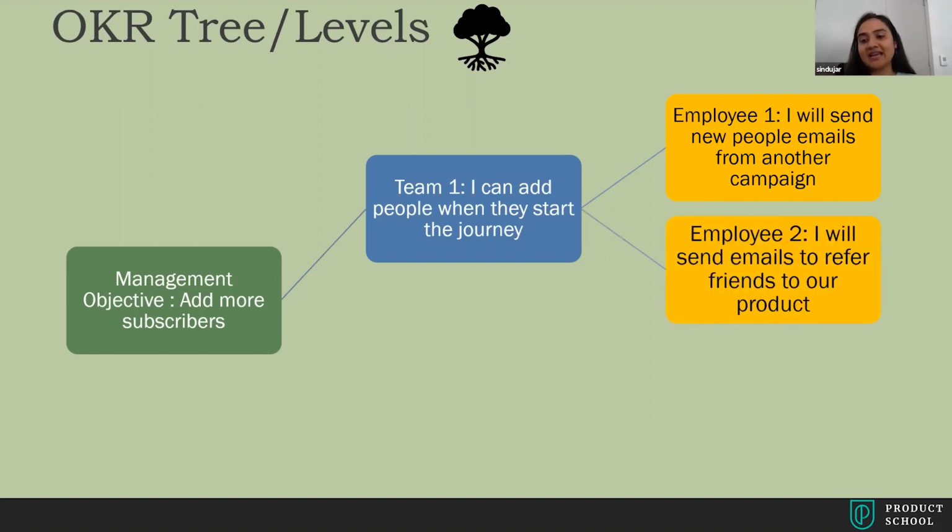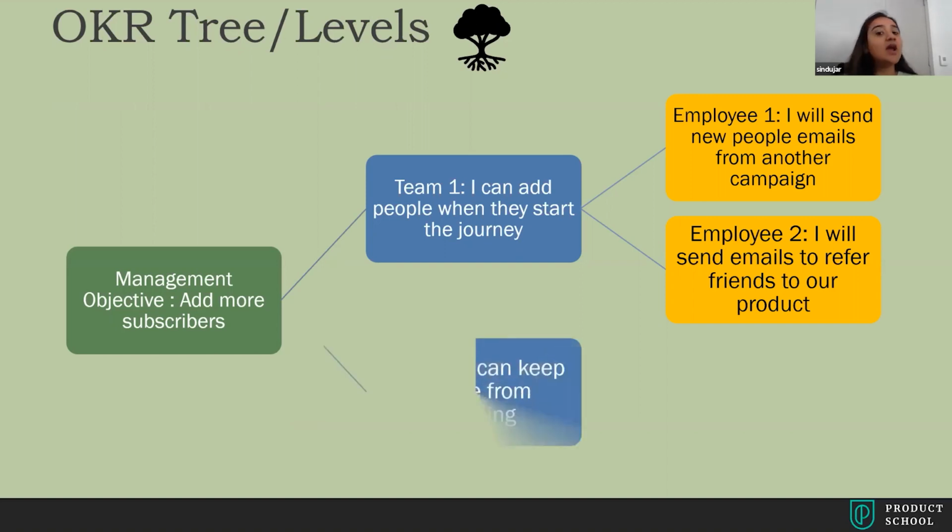Employee two, on the other hand, is saying, I'm not going to go towards people who I do not know if they're going to convert or not. Instead, I'm going to tap into the referral network and ask current subscribers to send emails to their trusted network and say, could you refer us to your friends? You can get 10% off when you renew, or your friend could get 10% off when they renew, etc. And that's what employee two wants to do. And that's what team one is signing up for towards the add more subscribers objective that was set by the management.